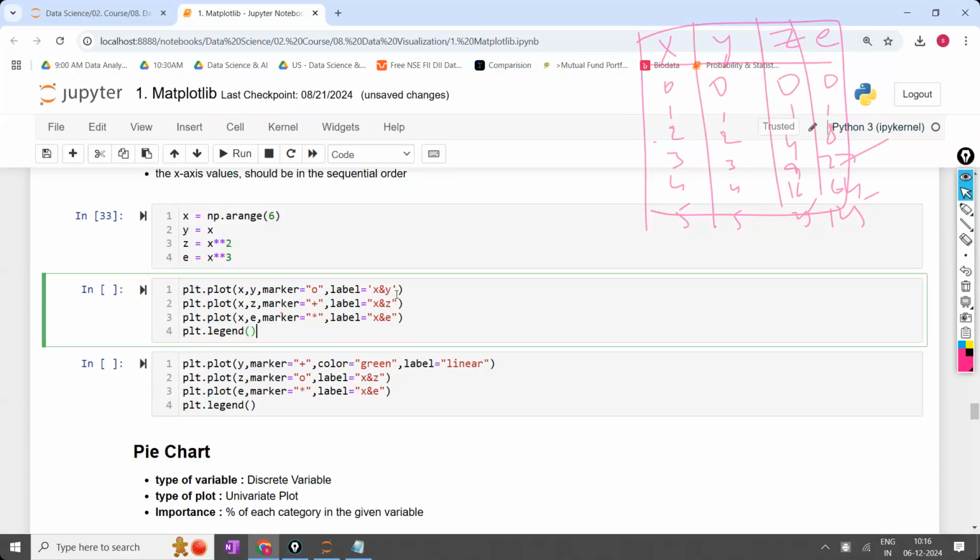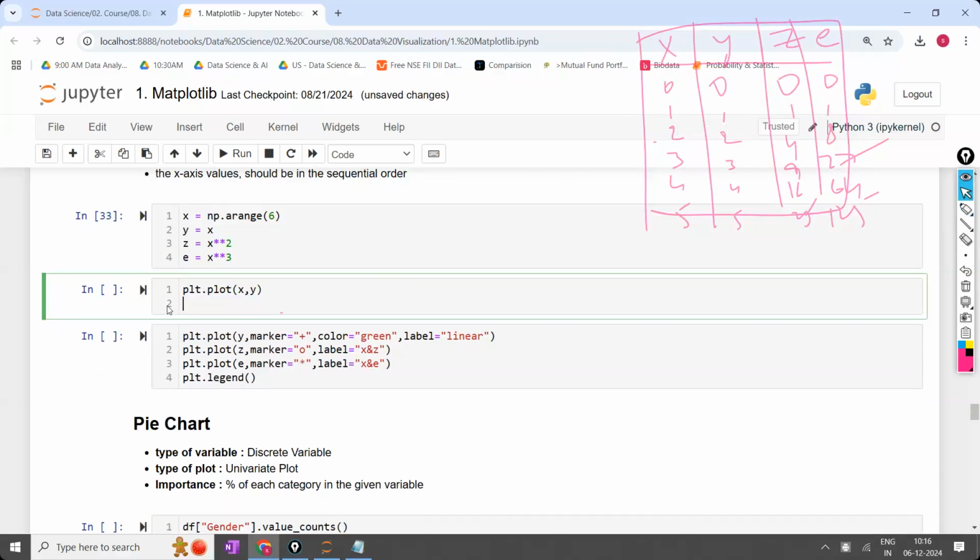Now, here I'm having it like this: plt.plot(x, y), plt.plot(x, z), plt.plot(x, e). First, plt.plot(x, y). What is meant by plot? Plot means line plot. plt.hist means histogram, plt.box means box plot, plt.scatter means scatter plot, plt.plot means line plot. For a line plot, plt.plot. Scatter plot means plt.scatter.